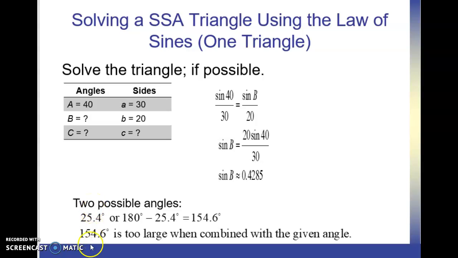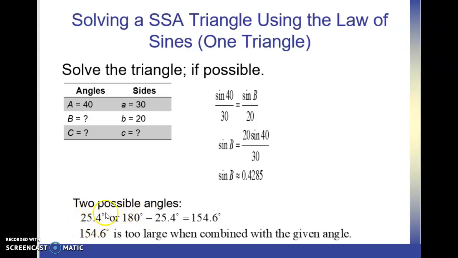If we take the larger amount, 154.6 degrees, added to 40 degrees, we see that we don't have any amount remaining to make up the measure of angle C without going over 180 degrees. So this is just a one triangle situation because the other angle is too large. It would cause all three to total over 180.